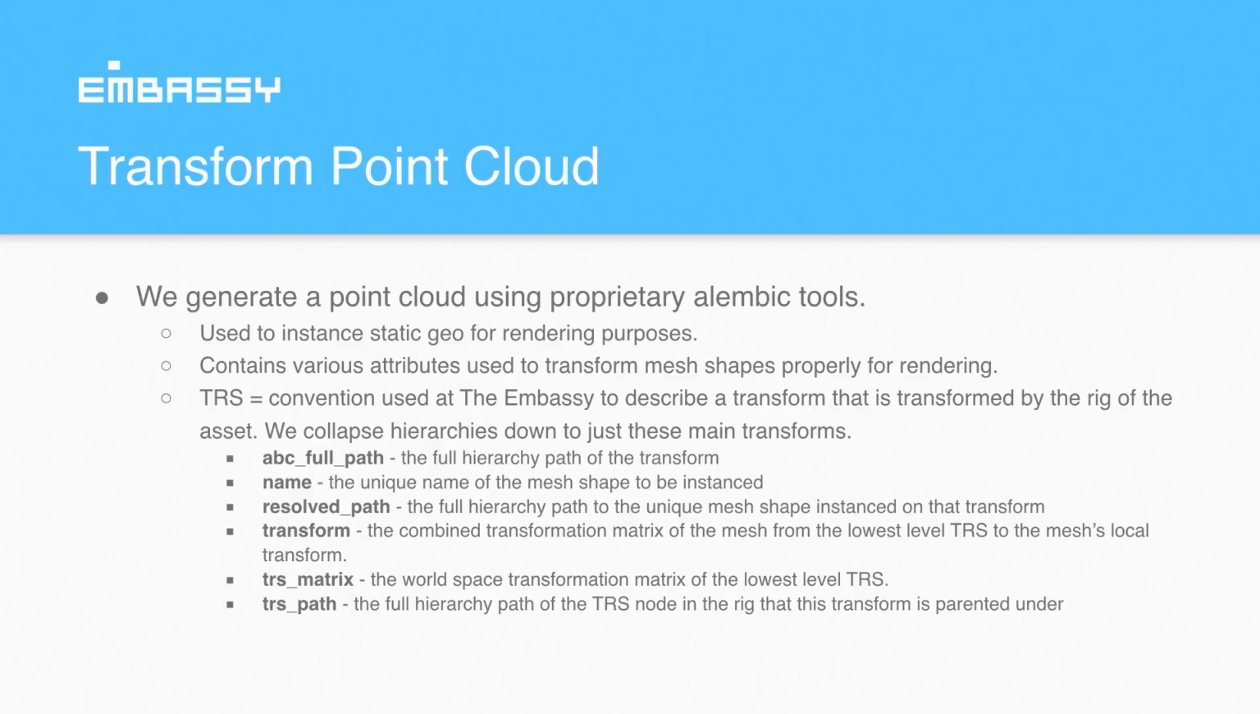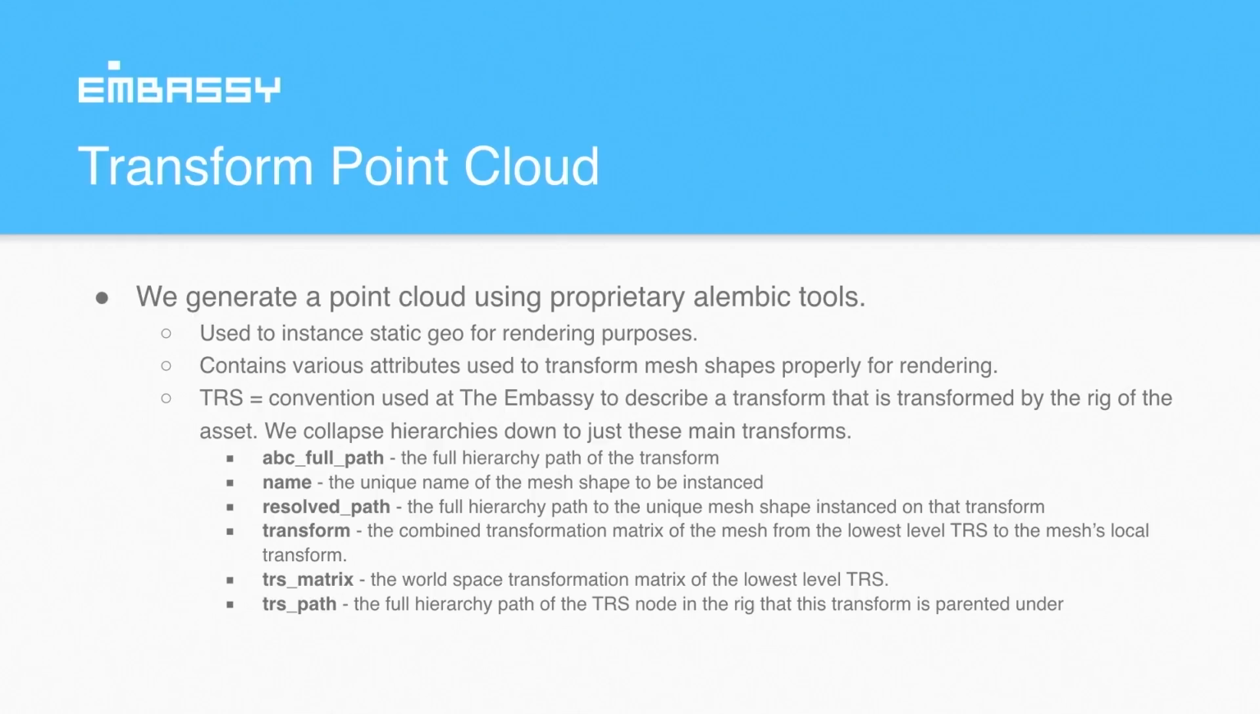So we then generate a transform point cloud. We use this to instance the static geo for rendering purposes. It contains various attributes used to transform mesh shapes properly for rendering. And basically, all of our transforms get brought into a collapsed version of the rig.